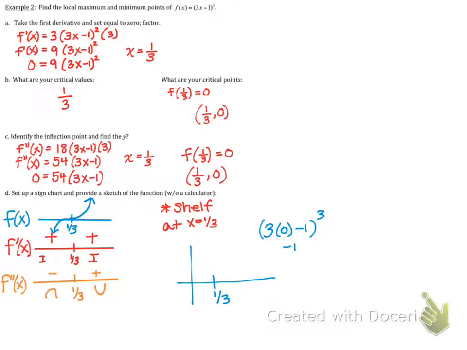I get -1 to the 3rd, which equals -1. So that is my y-intercept. So these are the 2 points that I know. I'm going to concave up, there's going to be a shelf, and then it's going to look something like that. And again, it's a little bit curvy.